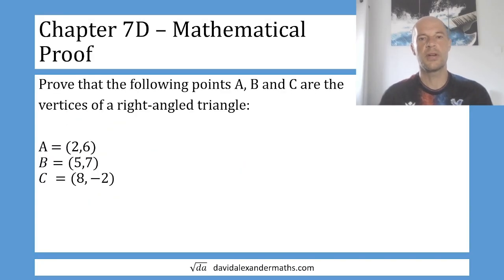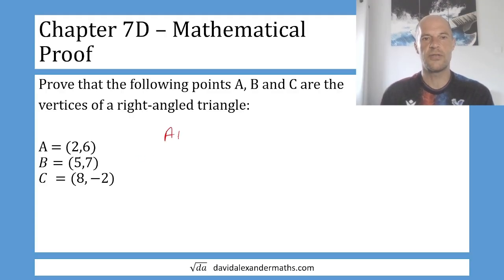Prove that the following points A, B and C are the vertices of a right angled triangle. So for this one we're not going to use any algebra at all. We will be using Pythagoras. When we're talking about right angled triangles, generally speaking, we're thinking about Pythagoras or maybe some trigonometry, but here this has got nothing to do with angles.